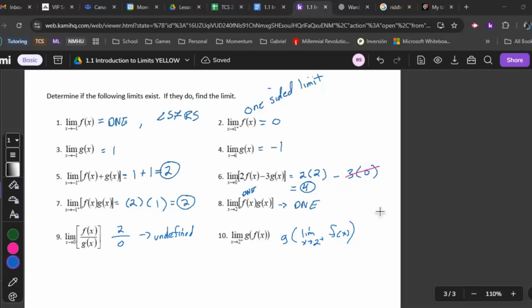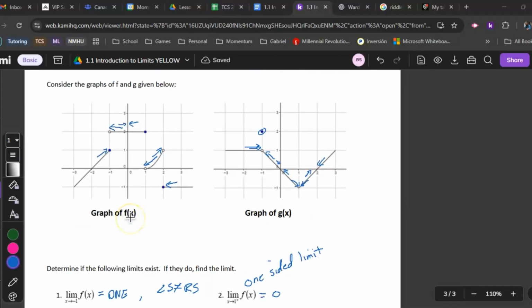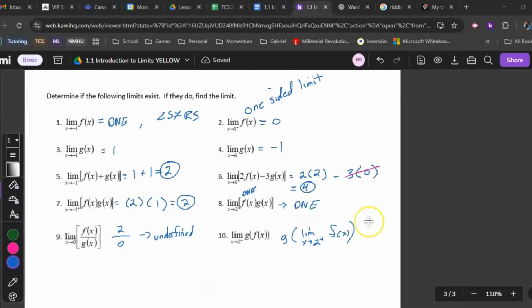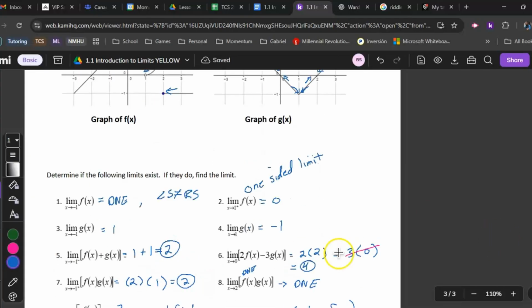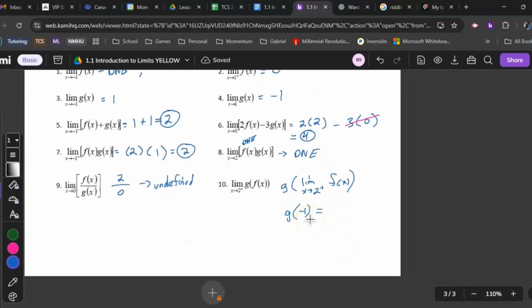So if I look at f of x, I want the limit as x approaches 2 from the right. From the right here, it's approaching -1. So that means that this is going to be g of -1. Now I'm looking for the specific value, not the limit. So now when I go up here, at -1, the value is 2. Because I'm no longer finding the limit, right? Now here I'm just finding what is g of -1, and it is 2.